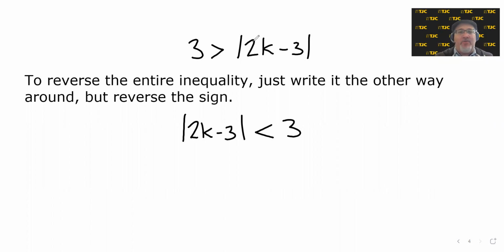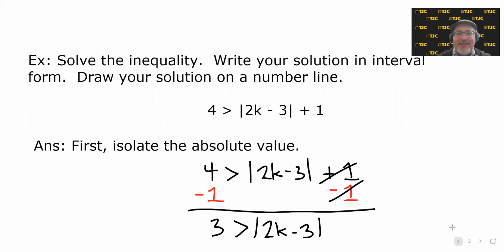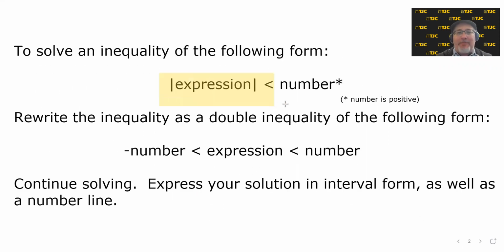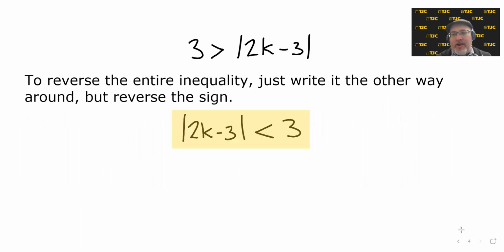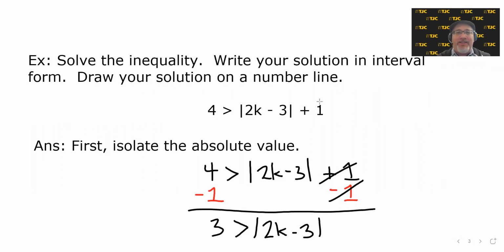But the advantage to reversing the entire inequality and reversing the sign is that what we're looking at now, the absolute value of 2k minus 3 is less than 3, is precisely the form that we wanted. Absolute value of an expression is less than a number. So I reiterate, when you're solving an absolute value less than inequality, well, first off, if the absolute value is not isolated, you should do that.